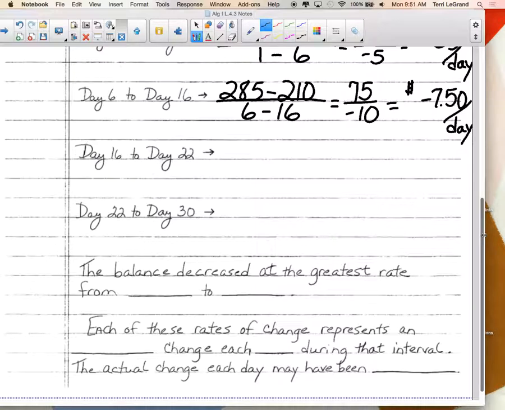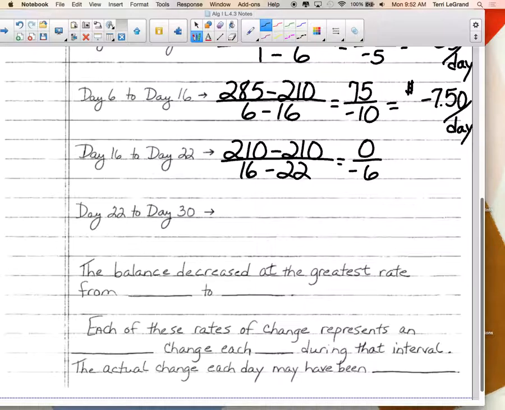Questions so far? Okay, day 16, the next time they gave the bank balance was at day 22. So now we're going to do the bank balance on day 16 to start with, take away the bank balance on day 22. How much was it on day 22? 210. Okay. And we're going to do day 16, take away day 22. And what do we end up with? 0.